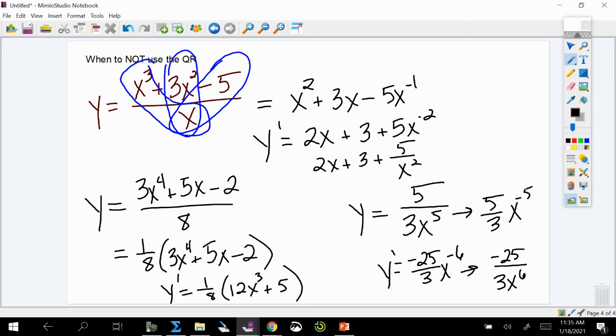So those are 3 examples when the quotient rule could work, but it's truly way more work to use it, and you're better off using your algebra skills and your rewriting skills to avoid using a complicated rule.